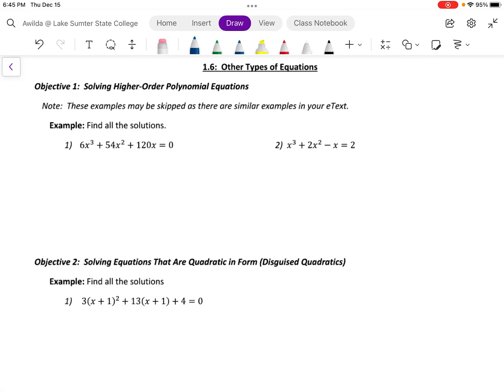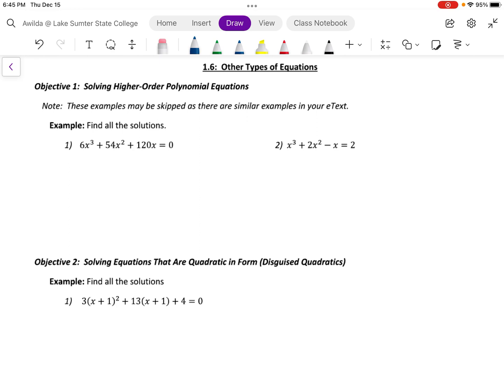We've already taken a look at linear equations and some of its applications. We've also looked at quadratic equations and some of its applications. Now we're going to investigate other types of equations in section 1.6. We have a couple of examples to practice with here.